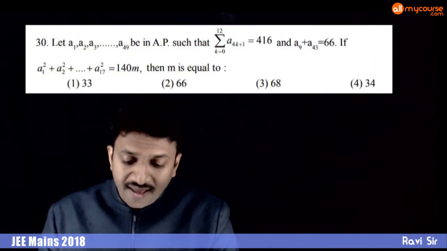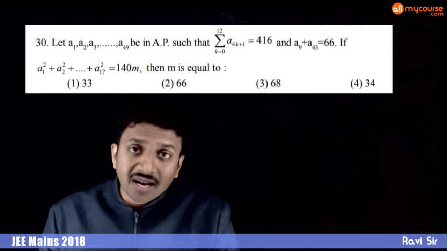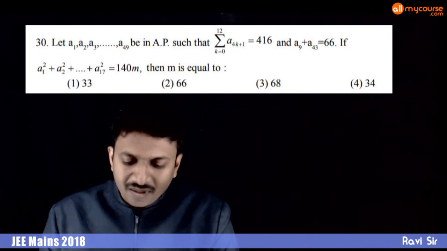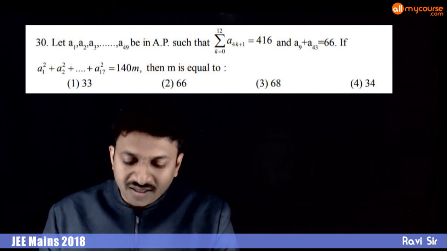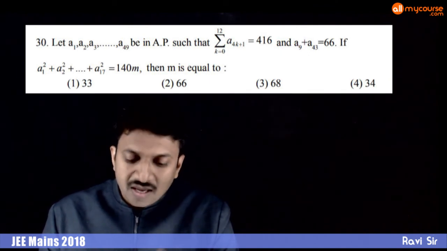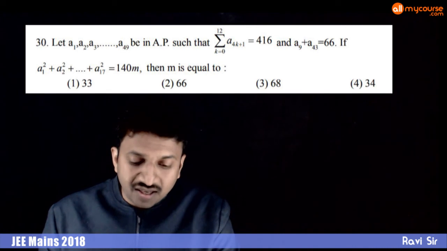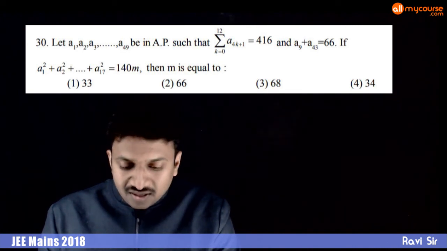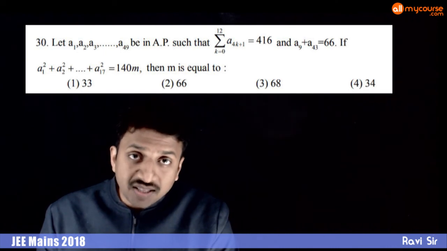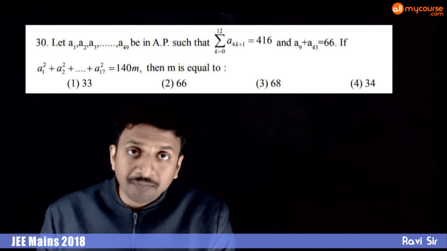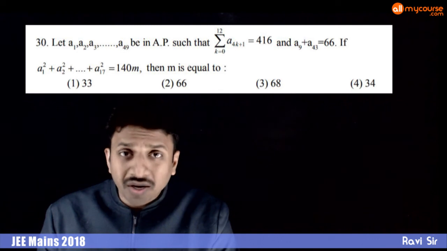30th question. A1, A2, A3 till A49 are in AP. Sigma k = 0 to 12 of A(4k+1) is equal to 416. A9 + A43 is equal to 66. If A1² + A2² + so on up to A17² is equal to 140m, we are asked to find what m is.